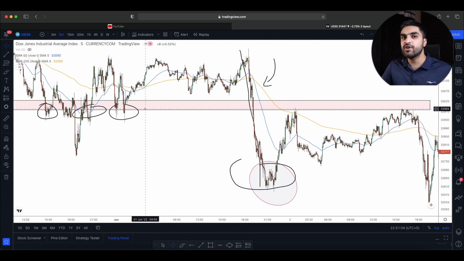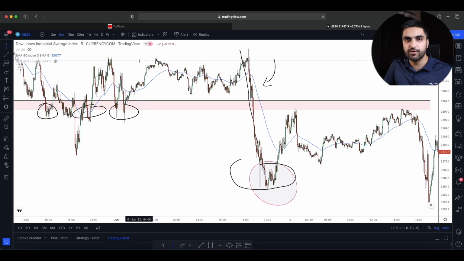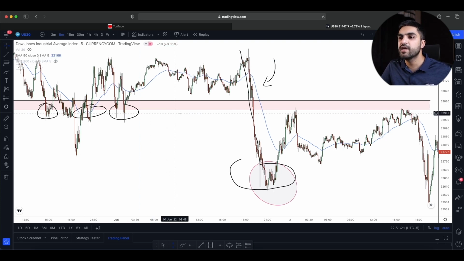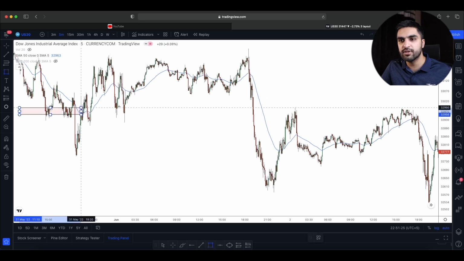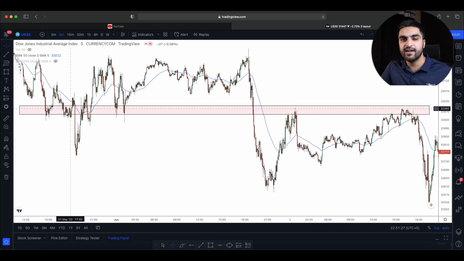The second thing is we need to get rid of the 200 exponential moving average, because on a 5-minute time frame we are not going to use it. We only need to use the 50 exponential moving average. So I just removed the 200 EMA and now we only have the 50 EMA, the break of support level to the downside. We have identified that level and we also have a lower low here.